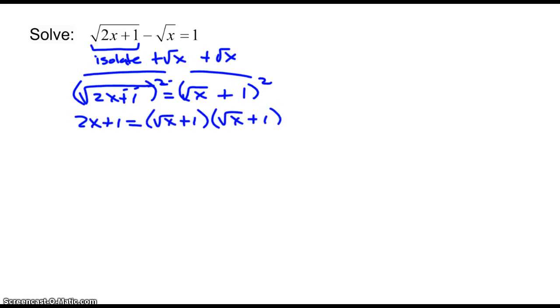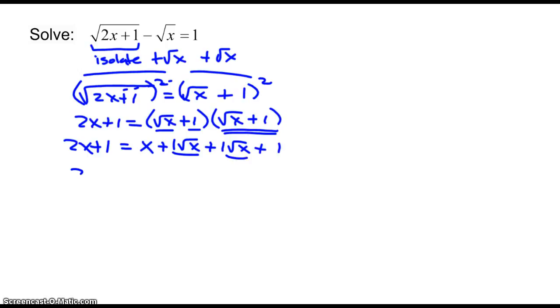So we're going to have to do distribution on the right side, right? We're going to say everything in here multiplied by square root of x first, which is square root of x times square root of x is an x. And then 1 times square root of x is 1 times the square root of x, right? And then everything in here multiplied by the 1. So that's going to be plus another 1 times the square root of x plus 1 times 1, which is 1. And I can combine like terms now. 2x plus 1 equals x plus 2 square roots of x plus 1.